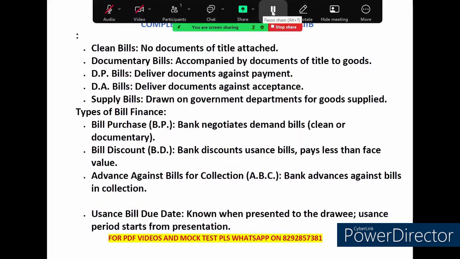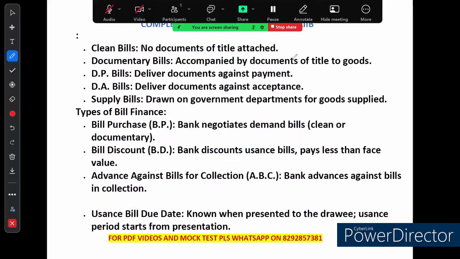When I say DP bill, it means the documents are to be handed over only when payment is made. Once the payment is made, you will give the documents. Clean bill, no document of title attached. Documentary bill, accompanied by a document of title of goods. DA bill means documents to be handed over when acceptance is given. A stands for acceptance, right? Documents are handed over when acceptance is given.